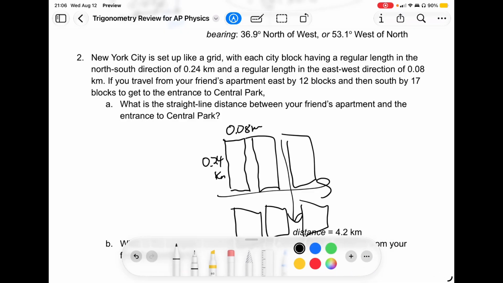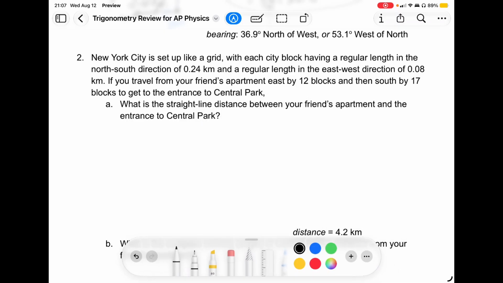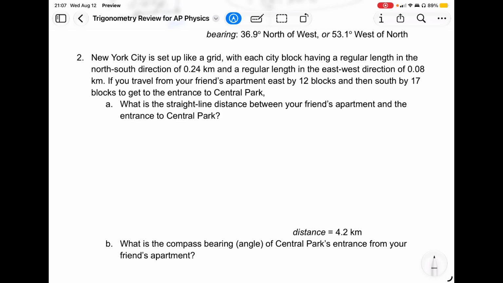So for New York City, we've got those lengths and those dimensions for each city block. And again, for the length in the north-south direction, I'm going to set up a variable. We're going to call this B for block. And a block in the north-south direction is going to equal 0.24 kilometers, or 240 meters. And then a block in the east-west direction is going to equal 0.08 kilometers. Those are the dimensions as we were given in the setup of our problem.